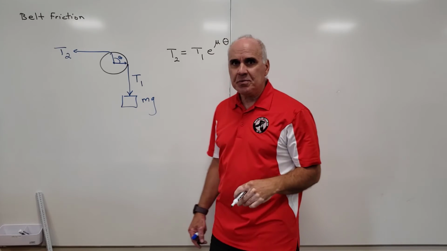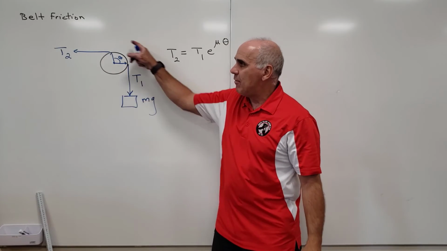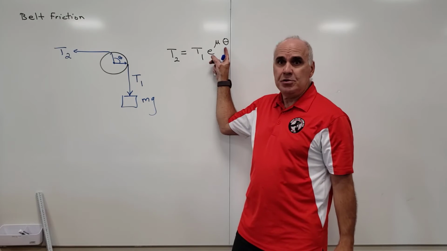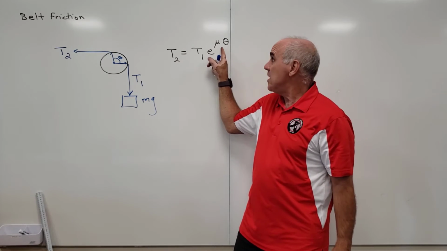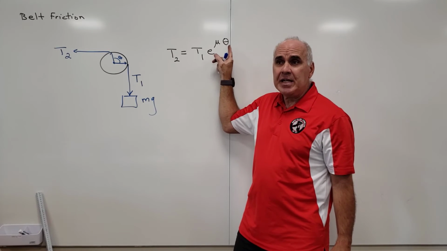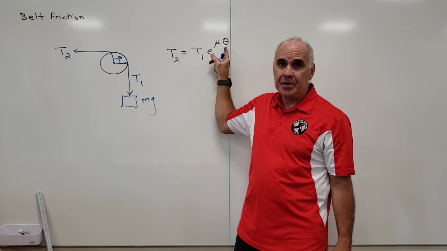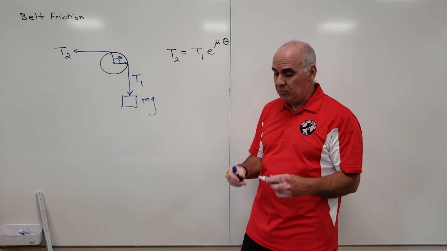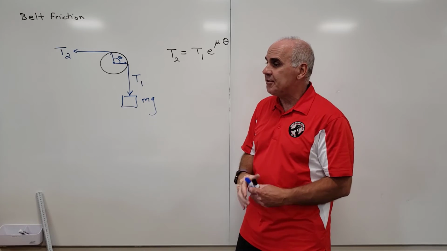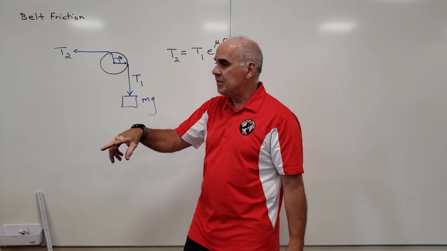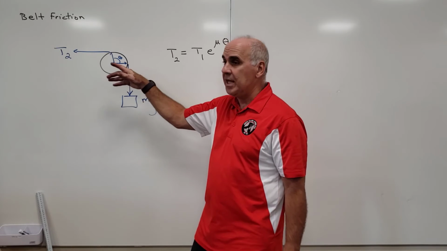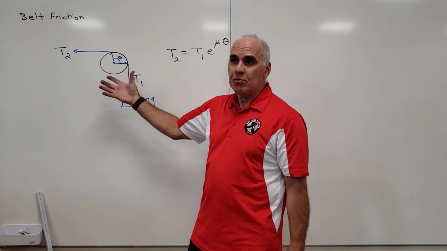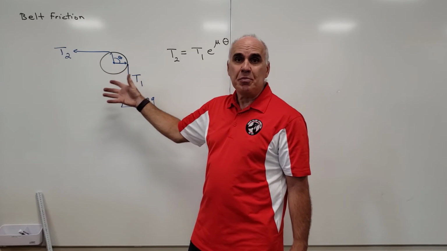So this is an exponential relationship. You can imagine if I wrap that around two or three times, theta would be 2 pi, 4 pi, 6 pi. Theta has to be measured in radians, not in degrees. And mu is just some number that depends on what we're talking about. It's going to be different for a rubber belt on a steel cylinder than for the string on the cylinder, or for a nice rope around a wooden post.